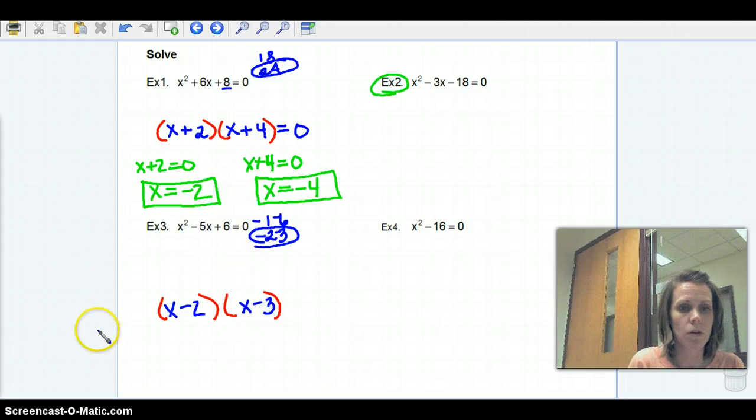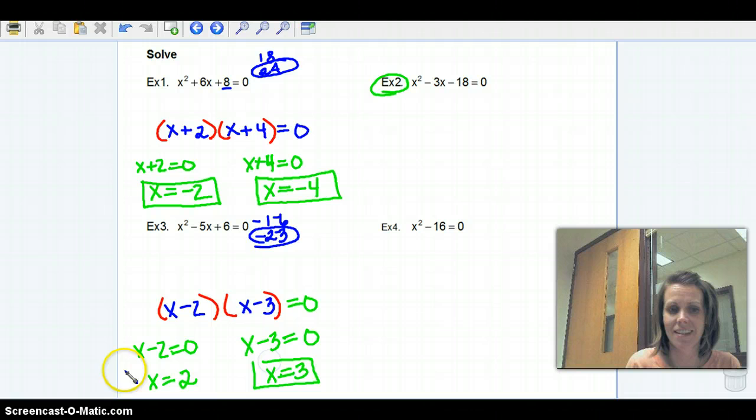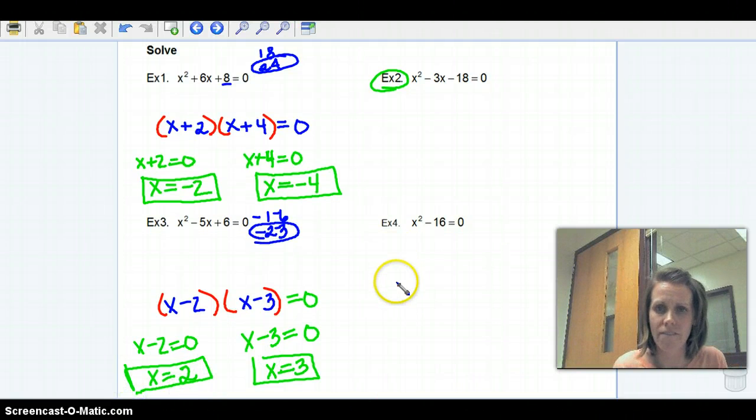Since this is equal to 0, I'm going to set both of those factors to 0: x minus 2 equals 0 and x minus 3 equals 0. And when you do the opposite on both sides for each equation, you're going to get x is equal to 2 and x is equal to 3. Lovely, no problem, because we're experts at factoring.